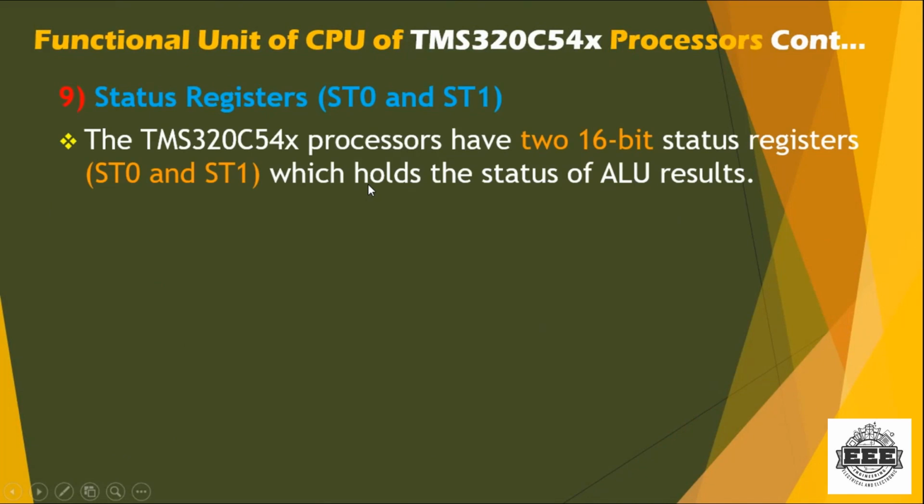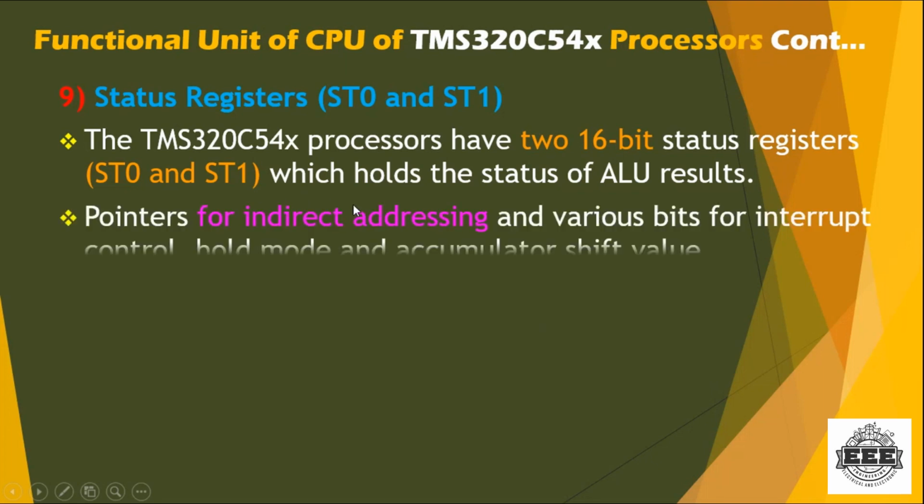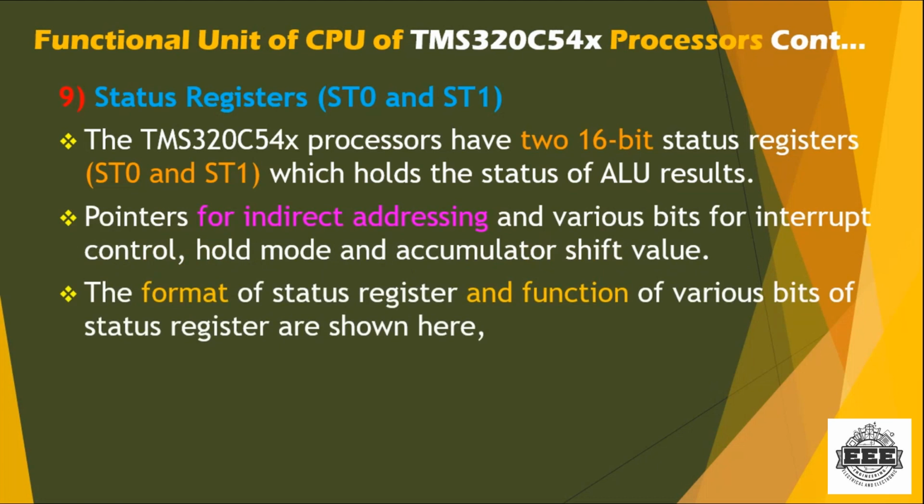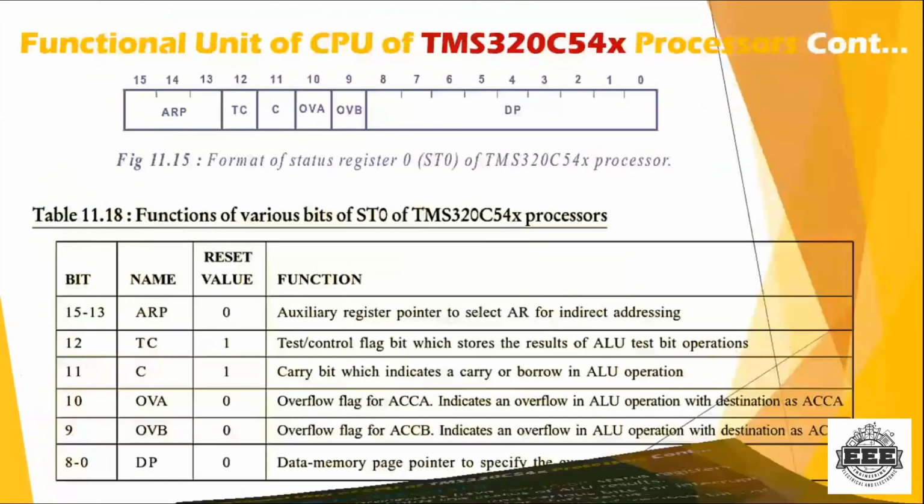Then the status register. The status register consists of two 16-bit status registers. One is ST0 and the other ST1, which hold the status of the arithmetic logical unit results. It is also used for various bits of interrupt control, hold mode and accumulator shift values. The format of the status register and the function of various bits of a status register are shown here.